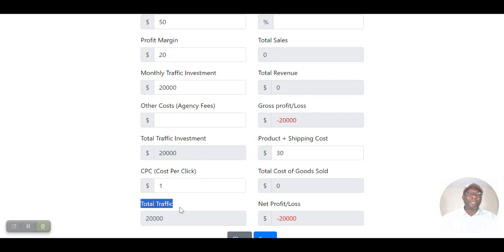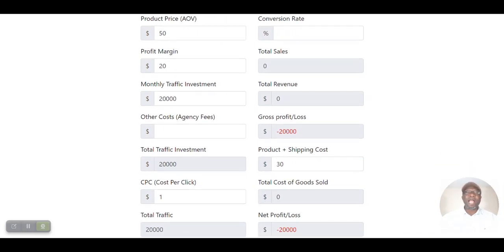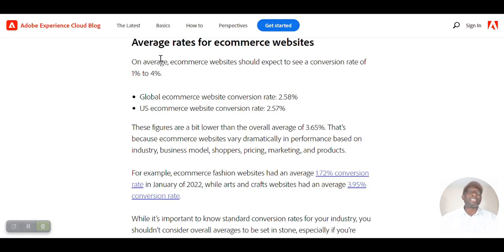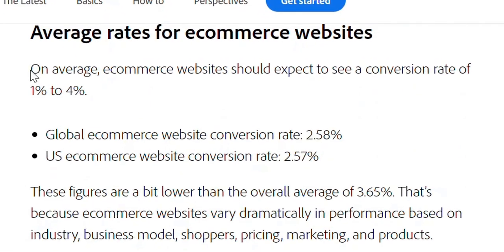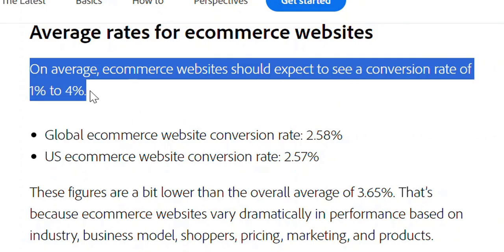Which means at this stage, they are getting a total traffic to their website of 20,000 visitors per month. Okay, they spend $20,000 per month on traffic. They're spending $1 per visitor, so they're getting 20,000 visitors per month. Out of these 20,000 visitors, their conversion rate here is 2%. Okay, so again, I checked this out online so that you can see what conversion rate usually is like. I think this is the Adobe website. It said average e-commerce website conversion should be around 1 to 4%.